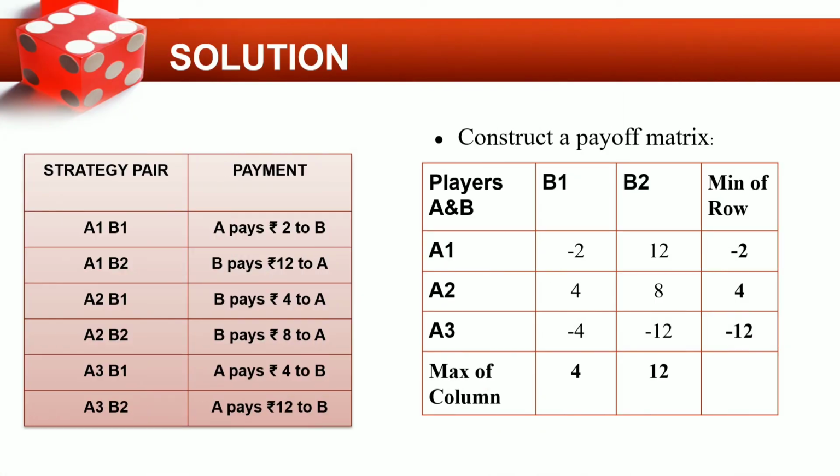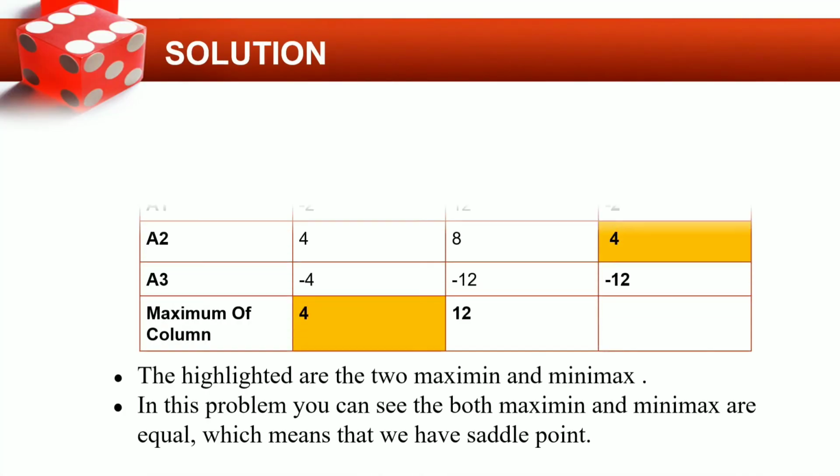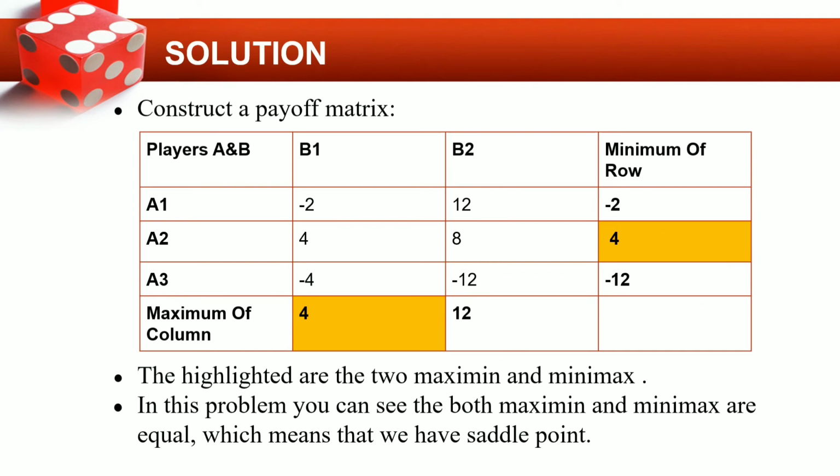Now moving to column 2, that is B2, we have 12, 8 and -12. From this we can see that 12 is the highest value. So let's write this value in the matrix. Now we have the minimum of rows for A1, A2, A3 and the maximum of columns. We have the complete payoff matrix with all the values, the minimum of rows and the maximum of columns. To get the complete solution, we have to find the maximin and minimax values.